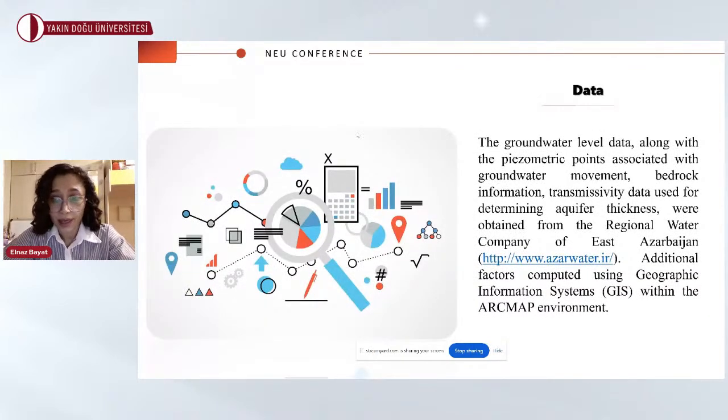Ensuring the robustness of our study required comprehensive data. We accessed groundwater level data, piezometric points, bedrock information, transmissivity data, and hydraulic conductivity from the regional water company of East Azerbaijan. These parameters, coupled with aquifer thickness data and point coordinates, form the backbone of our vulnerability assessment, and we used a geographic information system within ArcMap.